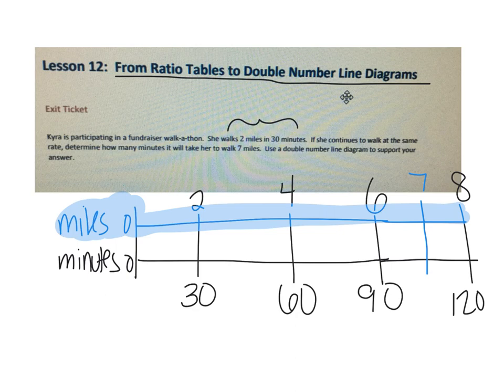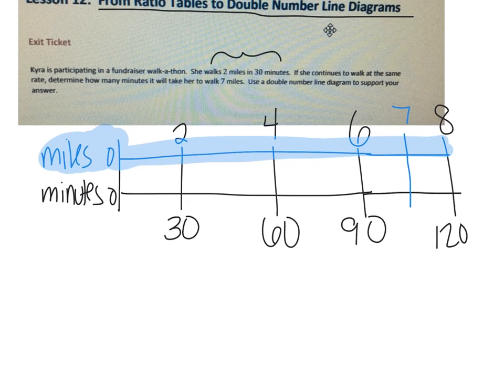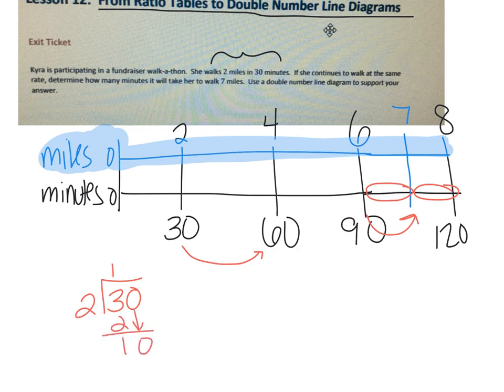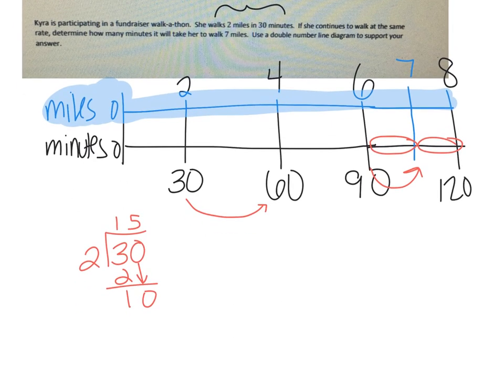I was counting by 30s at the bottom. Remember when we made our number line, we counted by 30s. But now, if I split that 30 up into 2 equal pieces, I would be counting by a different number. So 30 divided by 2 is 15. So now instead of counting by 30s, I'm counting by 15s.